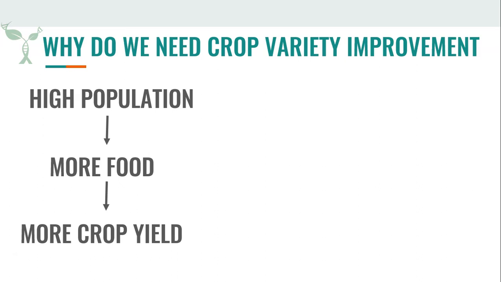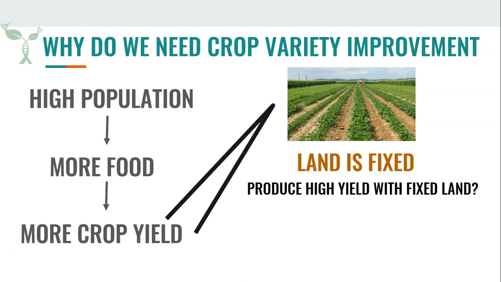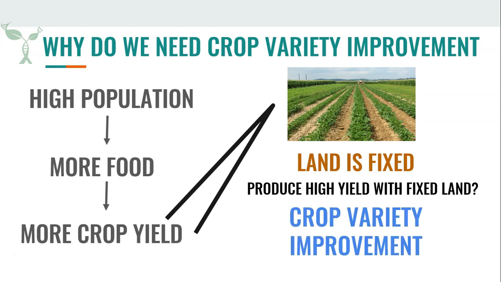But how do we get more crop yield? Well, you might be thinking that we could expand the amount of land, because more land will mean that we can grow more crops, and that will increase the yield. But the problem is, in India, land is fixed. So all the land has been converted to agricultural land. So when land is fixed, how can we produce a high yield? Well, that's where we can use crop variety improvement. So crop variety improvement means to come up with different crop varieties which can produce high yield, even with fixed land.